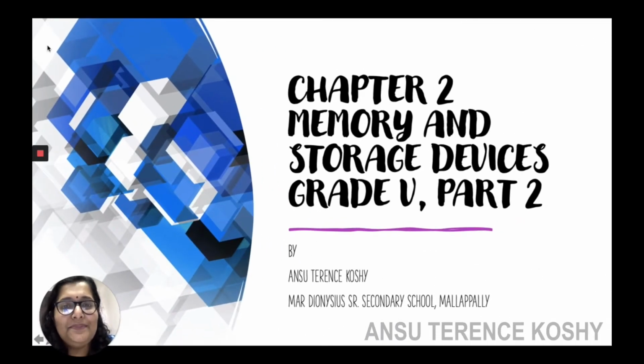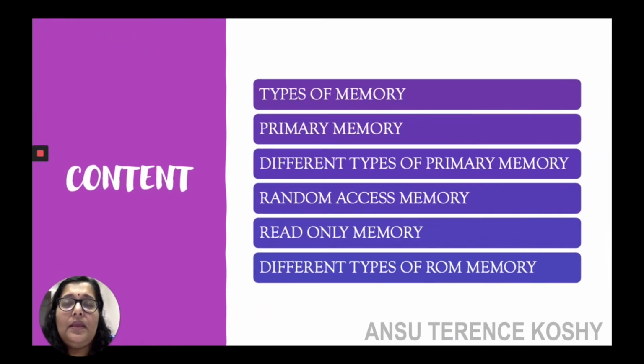This is Ansu here. In the first part, we talked about what is a storage device, what is memory, and what are the higher units of memory, right? Now, let's move on to part 2 in memory and storage devices. In this module, I would like to talk about the types of memory. What is a primary memory? What are the different types of primary memory? What is random access memory, what is read-only memory, and the different types of ROM memory.